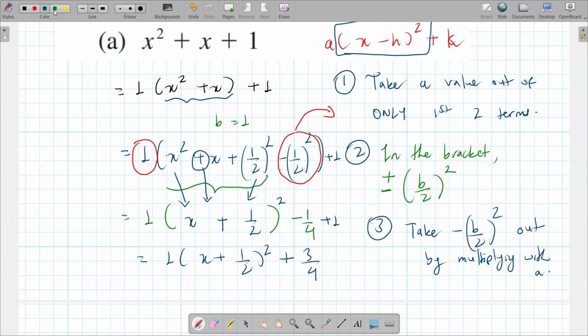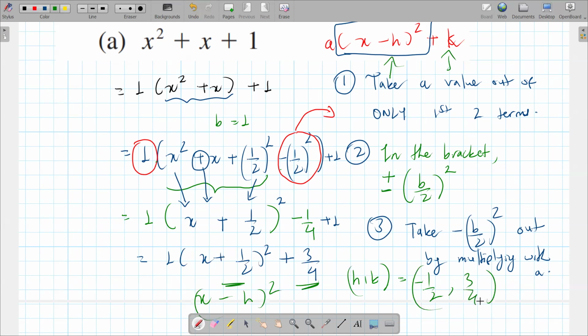Remember, this is your h and k, right? If you compare this and this with this thing here, you have your h and you have your k. So where's your vertex? It's at negative 1 over 2, okay? Again, all I'm doing is comparing this with this. So it's at negative 1 over 2 and 3 over 4. Cool? So that's completing the square. It gives you the vertex, which we know, right?